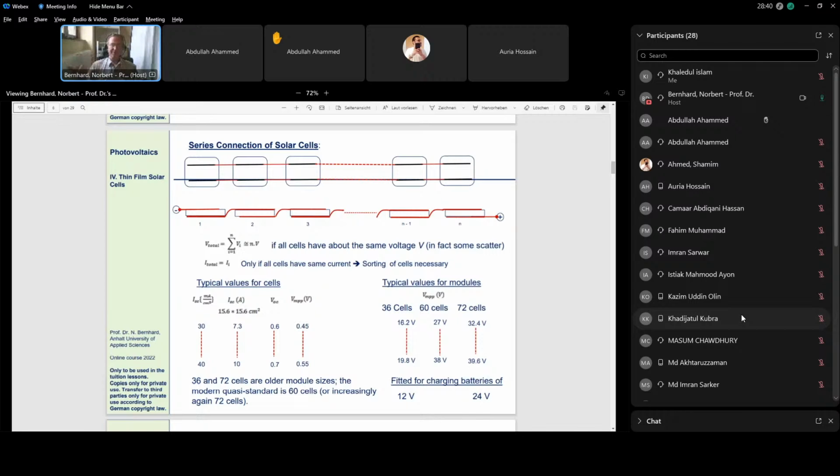But in principle, of course, you can make any size where you have just a certain column times row. That means if this fits, of course, you could make a module. And these are just the most prominent sizes, but, of course, for special applications, you might also find other sizes.